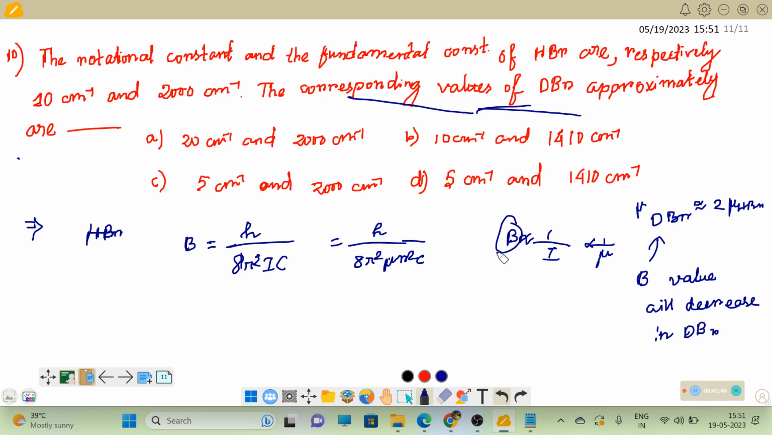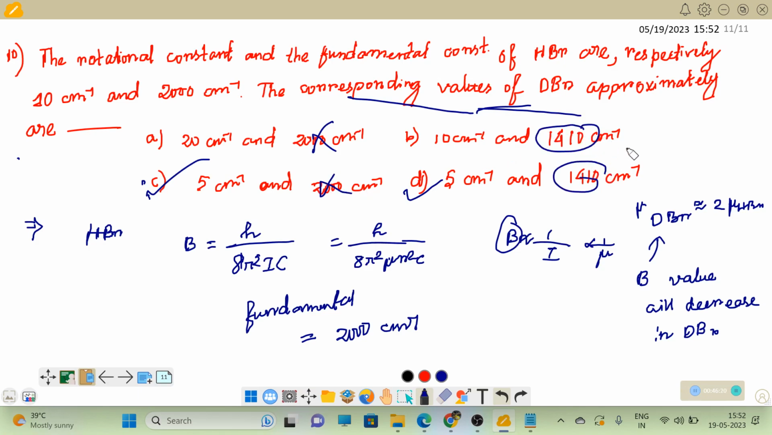So how much will it be? Definitely the answer will not be 20, it will be 5, meaning this one or this one. And the fundamental frequency is given as 2000 centimeter inverse. No need of calculation, I think, because we already know that the B value will reduce for DBr. So 2000 will not be the answer, and this one will be the answer. So this one is already eliminated.